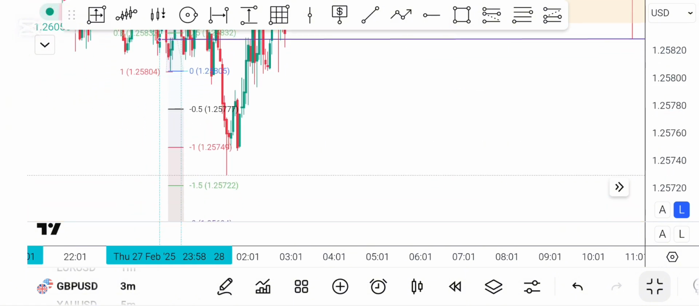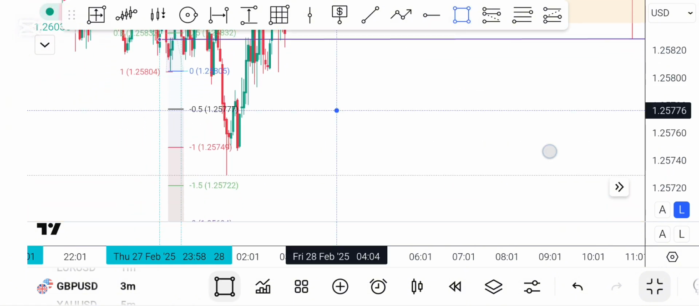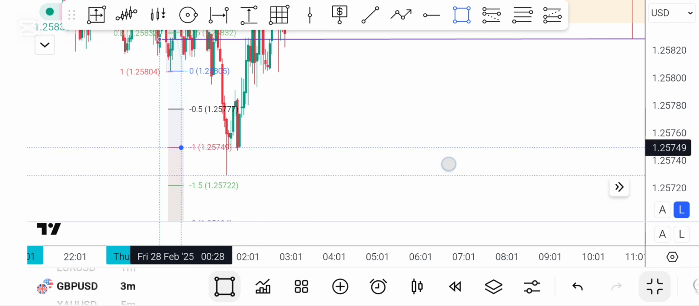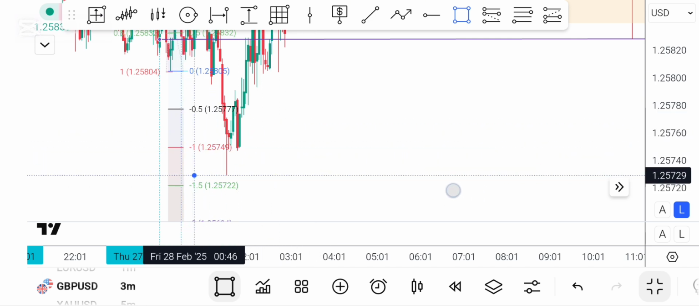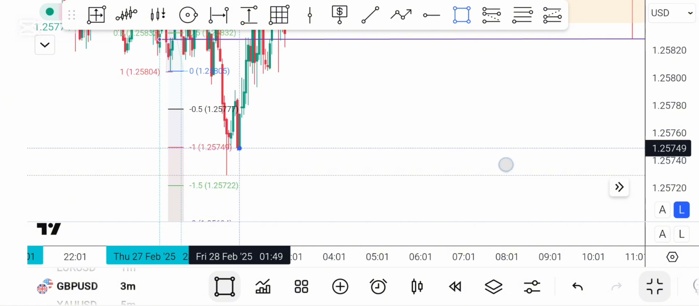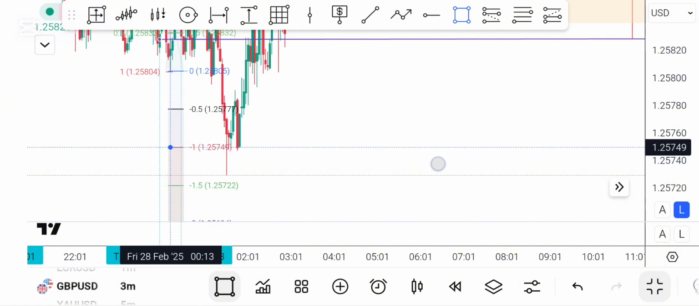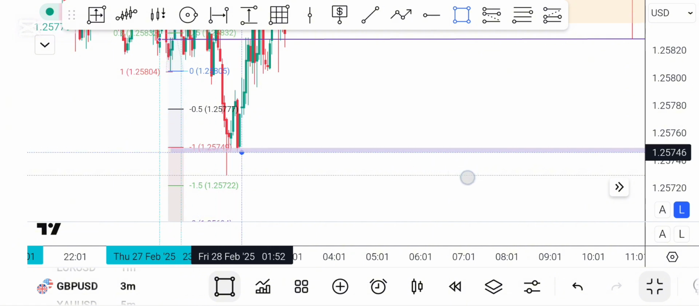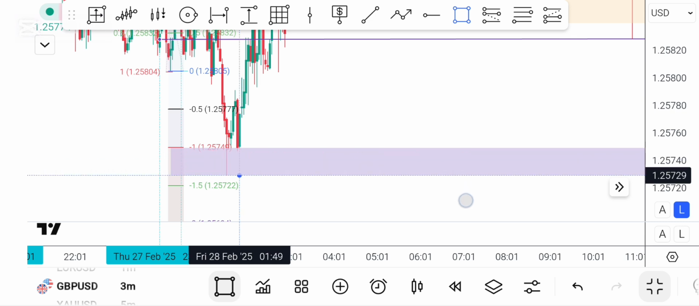Look at this level right here. This level right here is actually in between negative 1 and negative 1.5 right here, okay? If you look at the bodies of this candle here, it stays exactly at negative 1. You see that? So price action is not random, and it went right down to negative 1.5, okay?